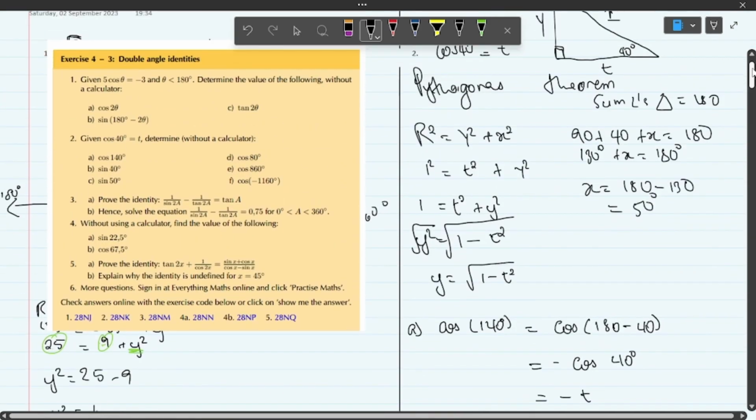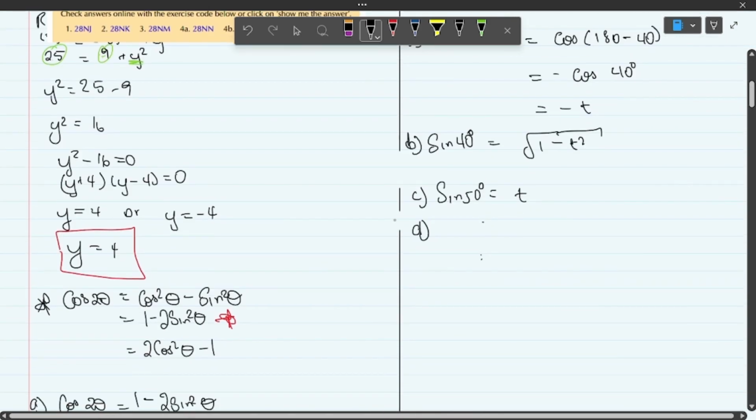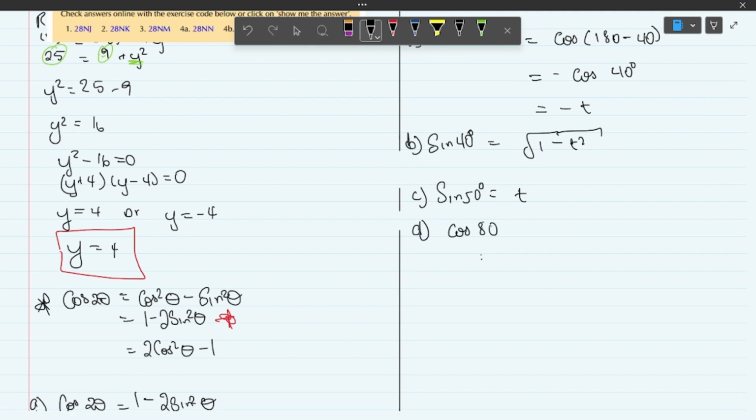And then number d is cos 80 degrees. Let me see. So cos 80 degrees is going to be cos 180 minus 50.